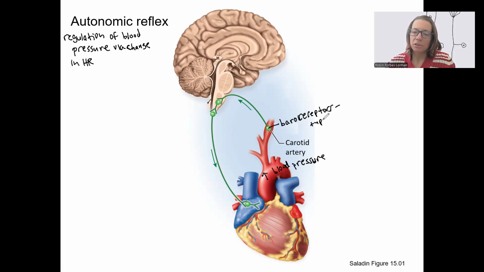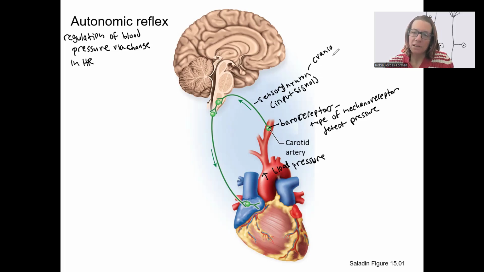Baroreceptors are a type of mechanoreceptor that detect pressure, like a barometer. So in this case, we're detecting high blood pressure. They would detect low as well. They can detect pressure changes. So high blood pressure detected in this case. The sensory neuron is going to carry the information to the brain. This is a cranial nerve involved here going to the brainstem. So we've got the sensory neuron as our input signal. I'm showing one neuron here, but it really is a cranial nerve, many axons.